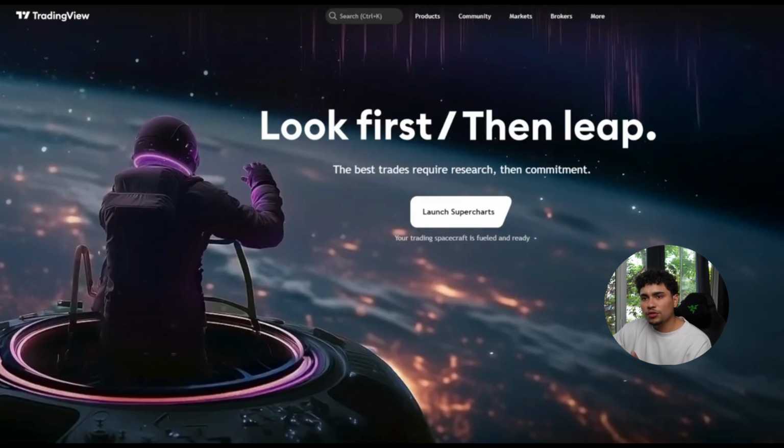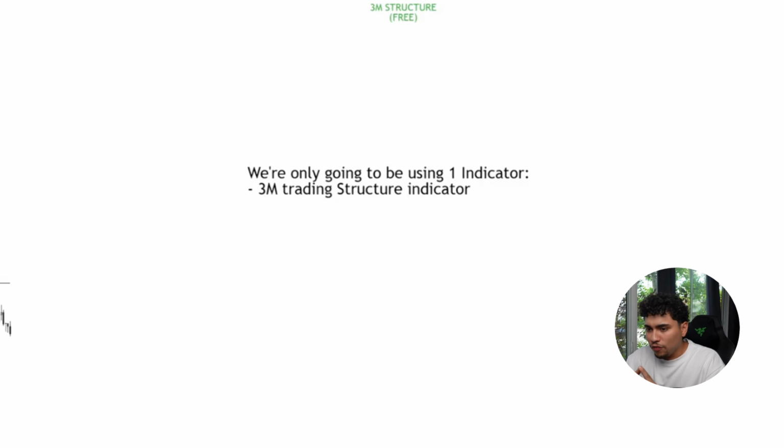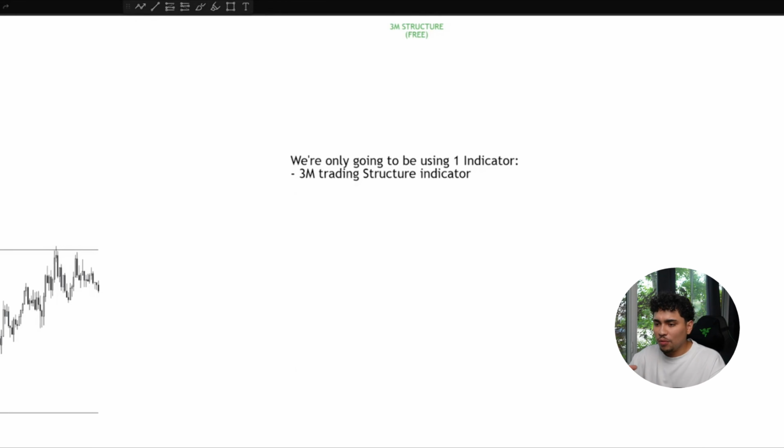First of all, we're gonna head over to tradingview.com. It's completely free, you don't need to pay anything, and we're gonna launch Super Charts. Now we're only gonna be using one indicator for the full strategy. I know a lot of people say don't use indicators, don't use news, don't use this and that, but I'm not everyone, and like I said, I'm here to help you. I'm here to change the way you look at trading. I'm here to make it stupid and simple.